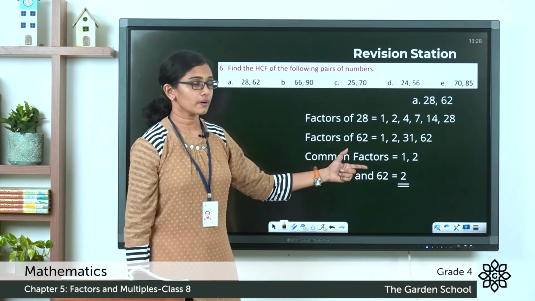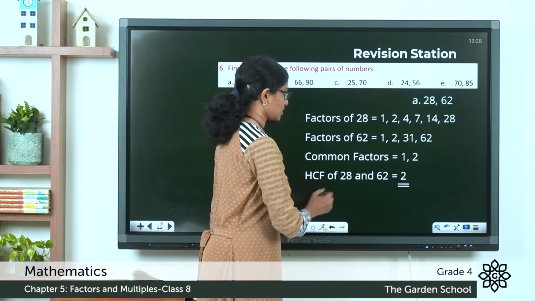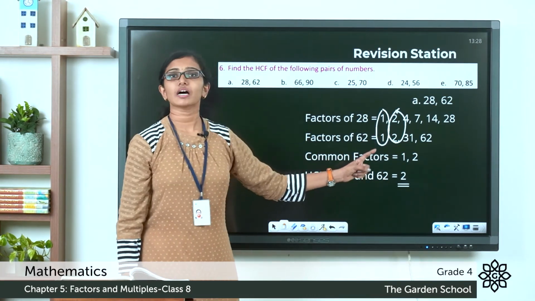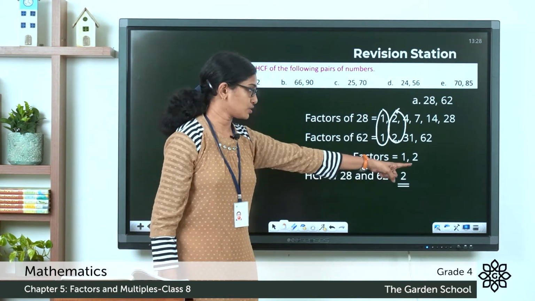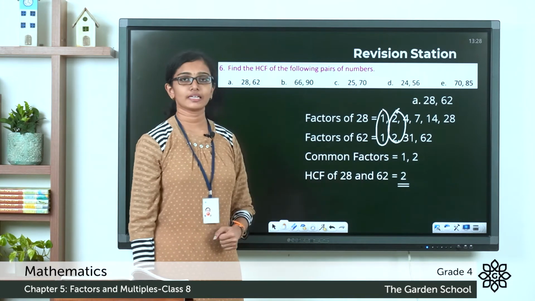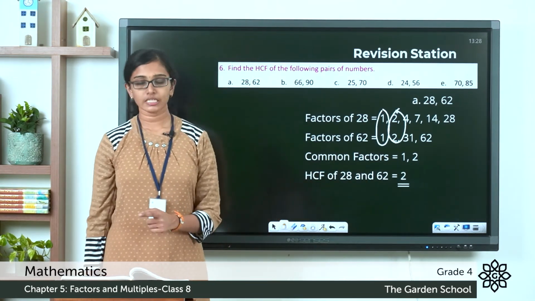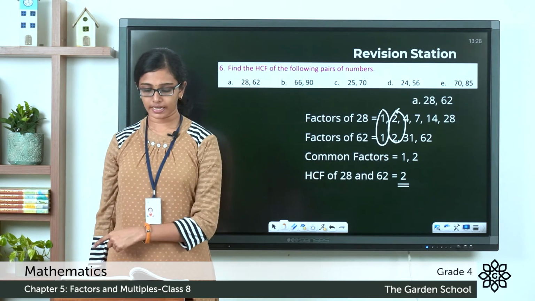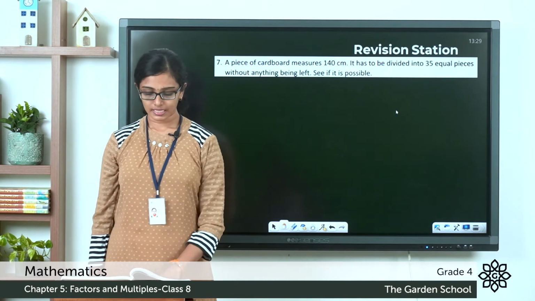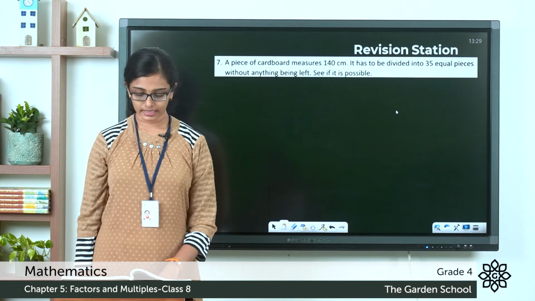Now, do you see the common factors between them? The common factors between 28 and 62 are 1 and 2. And which is the highest among these common factors? It is 2, right? So, the highest common factor or HCF of 28 and 62 is equal to 2. Similarly, you have to find out the HCF of the other pairs as well in the same question. Let's move on to the next question. Question number 7. A piece of cardboard measures 140 centimeter.